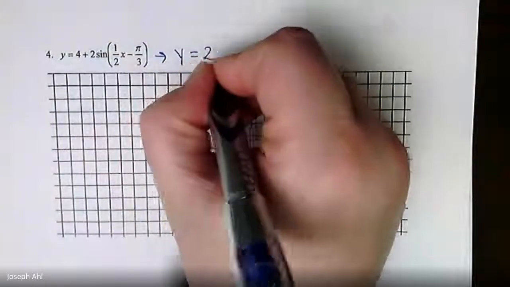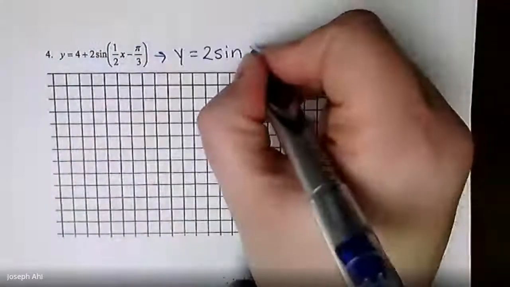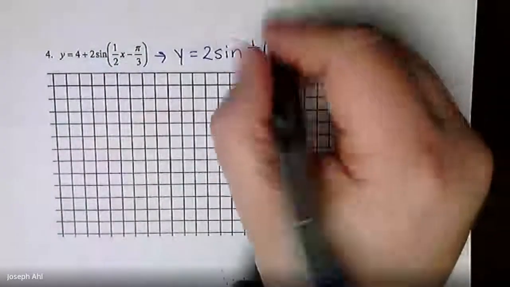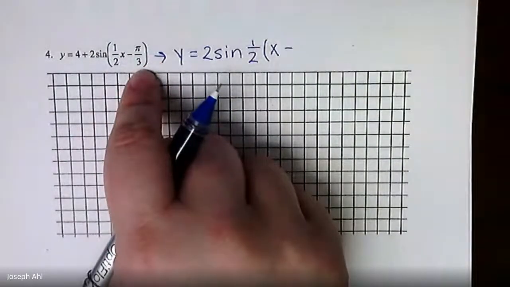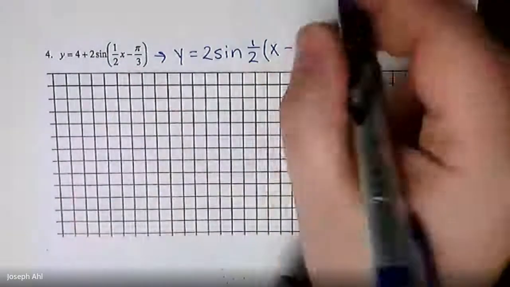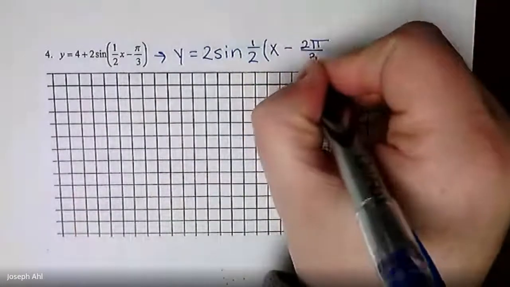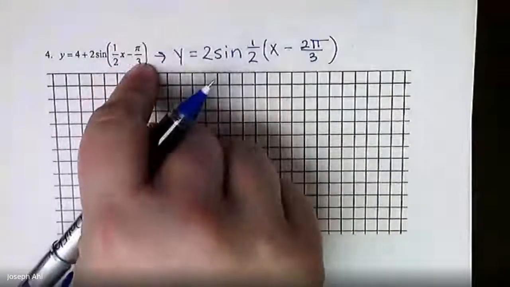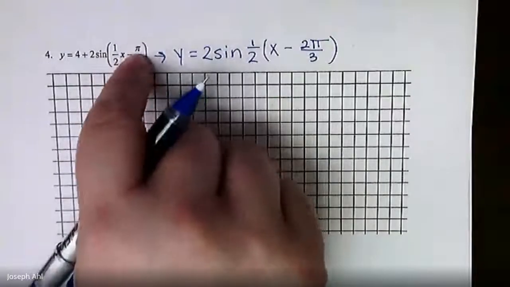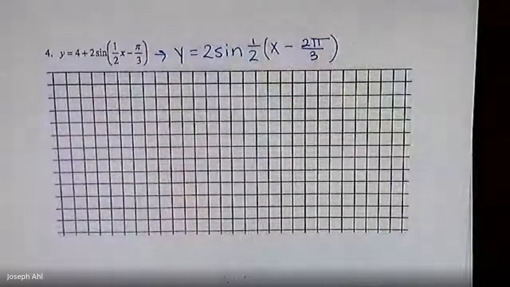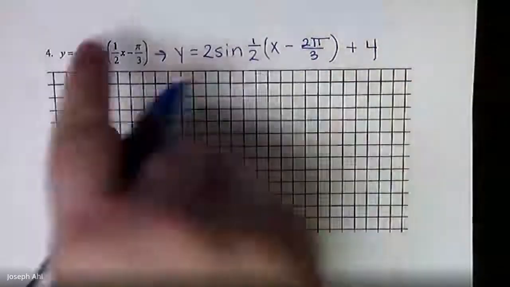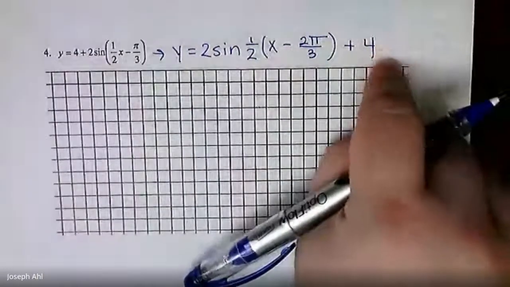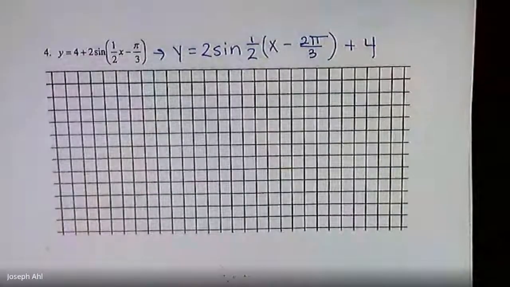So we get y equals 2 sine. If I factor out 1/2 as the frequency, when I divide this by 1/2, it's like multiplying it by 2. So the tough part about this is dividing this by 1/2. Like I said, it's like multiplying this whole thing by 2. That's why it becomes a 2 pi over 3. I wanted to make sure we set that up correctly. Again, this +4, I'm going to put at the end because we know that's really the vertical shift.